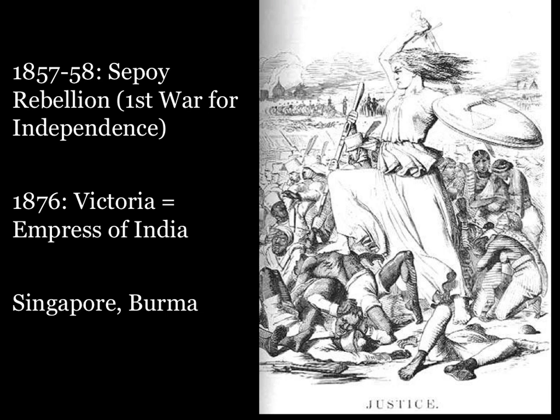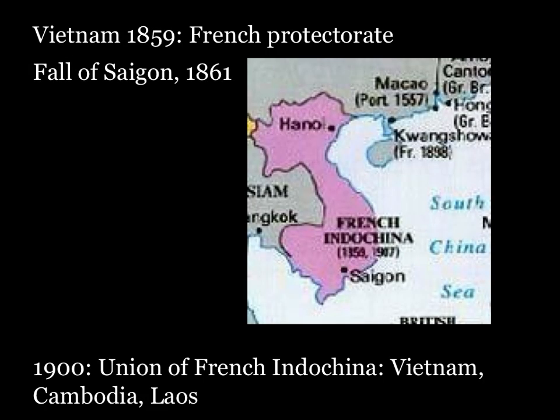And then to protect their lucrative colony, the British establish buffer colonies. They establish a colony on Singapore, they establish a colony on Burma, both of which serve to protect the jewel in the crown of the British Empire, which is considered to be India. Well, the French, not to be outdone, are also looking to expand their empire.